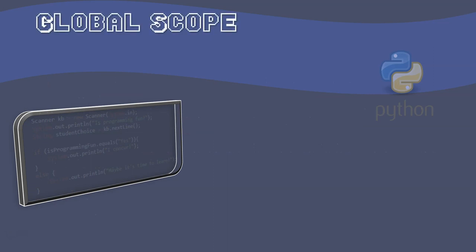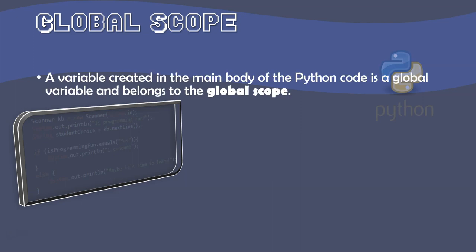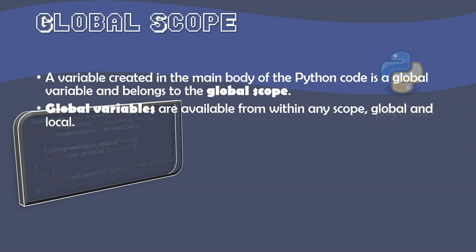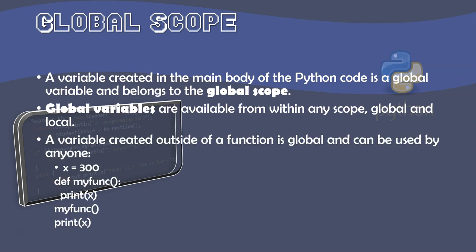Python, though, also has something known as global scope. A variable created in the main body of Python code is a global variable and belongs to the global scope. Global variables are available from within any scope, whether it's global or local. So a variable created outside the function is global and can be used by anyone. So here I have x equals 300. We're defining a function that just prints x. And you notice we can just call my function and print x. There's no need to have it defined inside that function because it's global in scope.